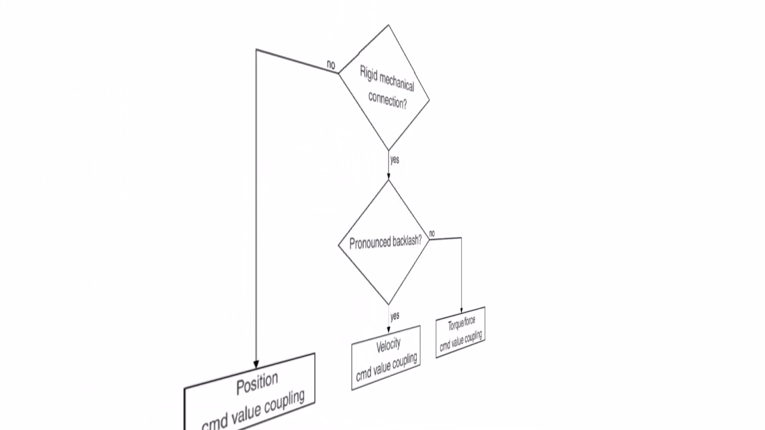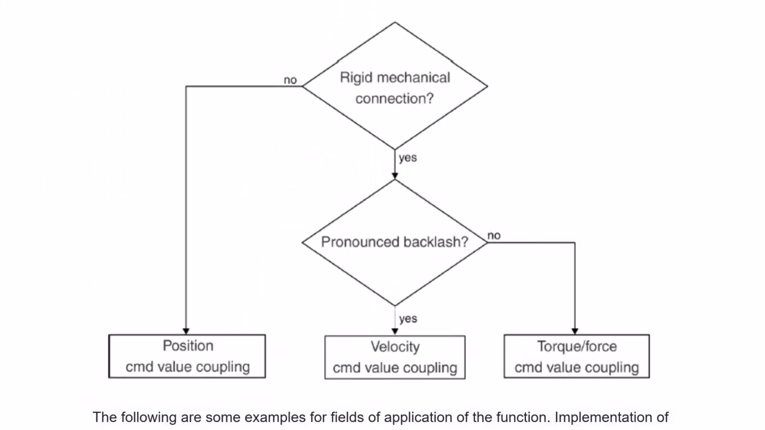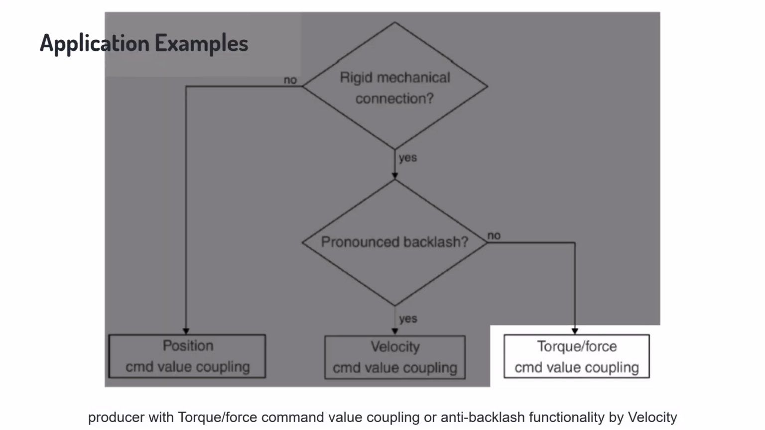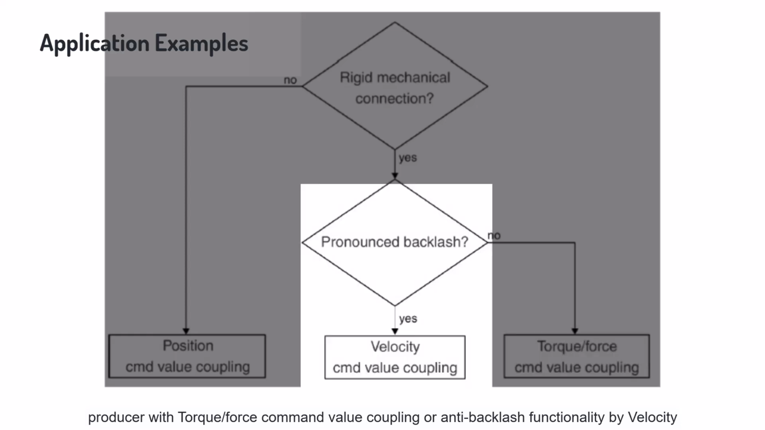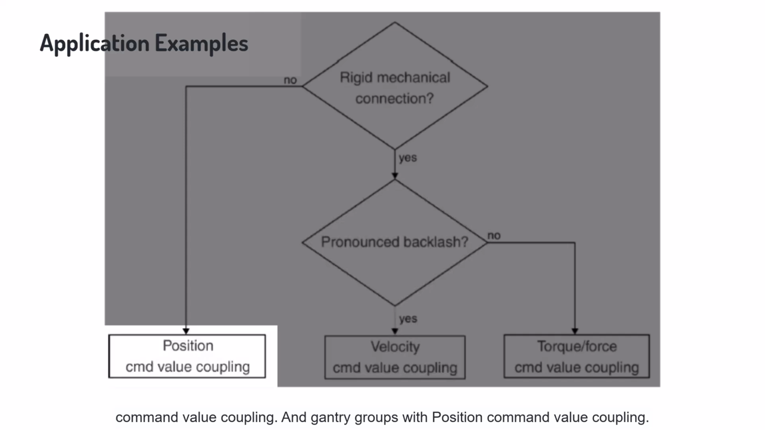The following are some examples for fields of application of the function. Implementation of producer-consumer groups with torque-force command value coupling. Or, anti-backlash functionality by velocity command value coupling. And gantry groups with position command value coupling.